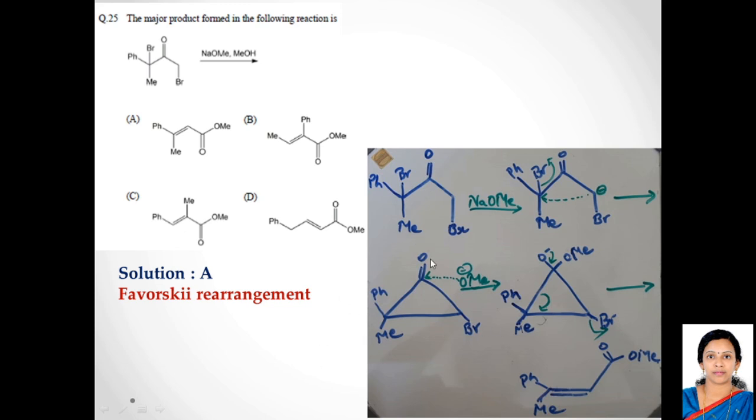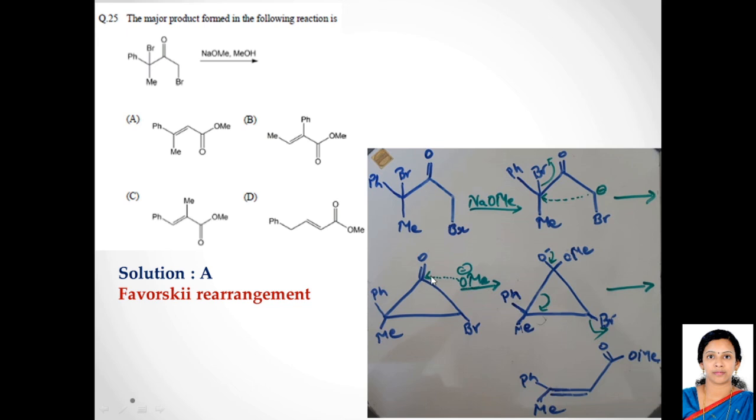Once you get the cyclopropane structure, then the methoxide, the base, can again attack on this carbon, because the carbon will have a slightly positive charge and the oxygen is slightly negative. So you see the sodium methoxide is acting as a nucleophile here, whereas earlier the sodium methoxide acted as a base to abstract the proton from the alpha hydrogen. Here the sodium methoxide is acting as a nucleophile by attacking this slightly positive carbon.